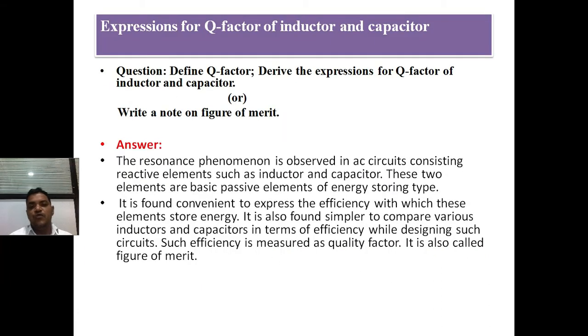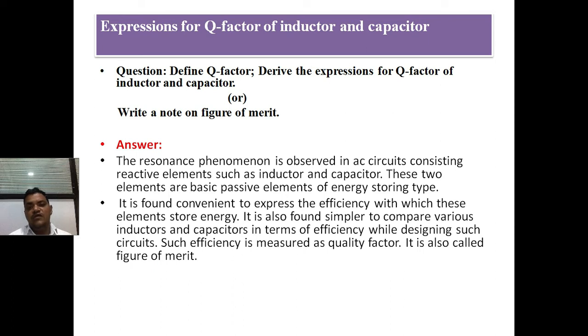Then the expression for the Q factor of the inductor and capacitor. Sometimes they ask this question in the examination: define the quality factor and derive the expression for the Q factor for the inductor and the capacitor. Or sometimes it is asked from the examination point of view: write a short note on the figure of merit. Any competitive or theoretical examination may ask this type of question. It is very important in concern with the GATE examination also. So what is the answer for this question?